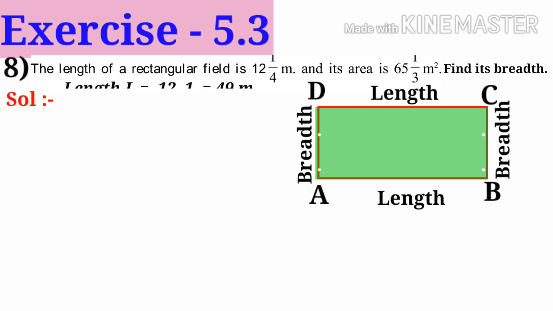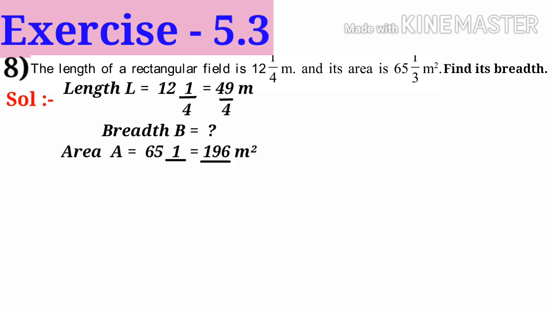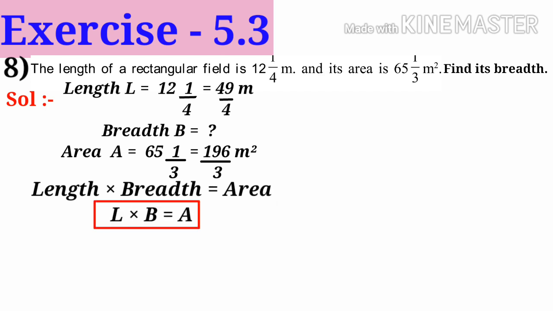Now length L is 12 1/4. Converting into improper fraction, 12 4 ja 48 plus 1, 49/4. Breadth B is question mark. Area A is 65 1/3. By converting into improper fraction, 65 into 3 is 195 plus 1, 196/3 meter square. Now length into breadth is area, that is L into B is equal to A. That is 49/4 into B is equal to 196/3.